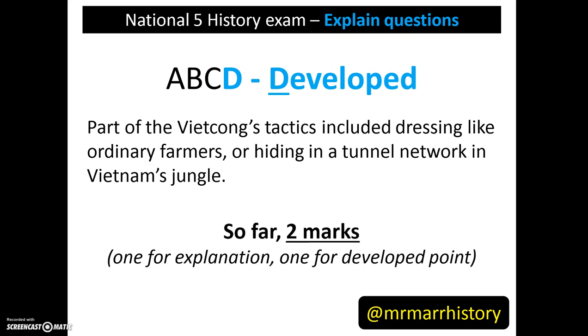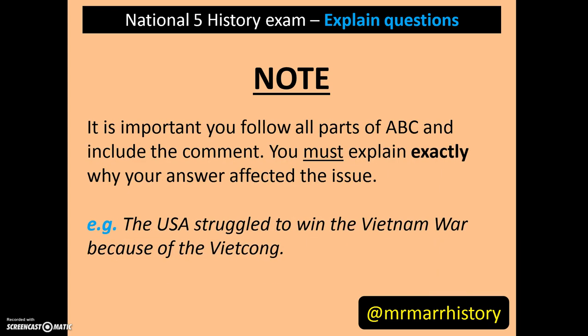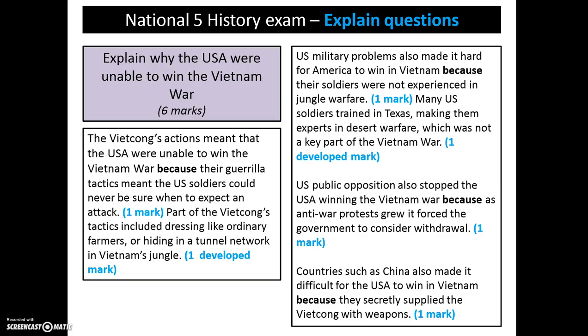So far, we'd have gained 2 marks. 1 is for our explanation, which is the ABC part of our answer, and a 2nd point for developing the point, which is the D from our ABCD answer. Remember, it's not enough simply to identify the problem, you must explain why your answer affected the issue. For example, if you say, America struggled to win the Vietnam War because of the Viet Cong, you haven't actually explained why this stopped America winning the Vietnam War. You've got to do more and explain why.